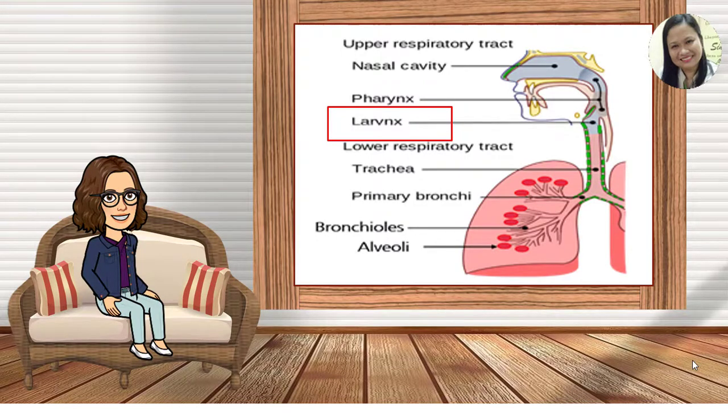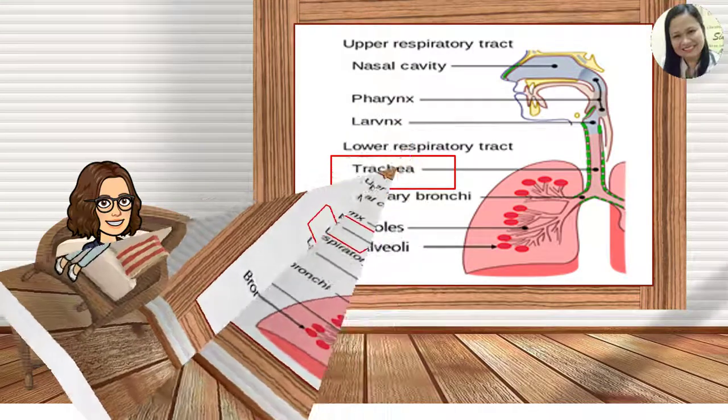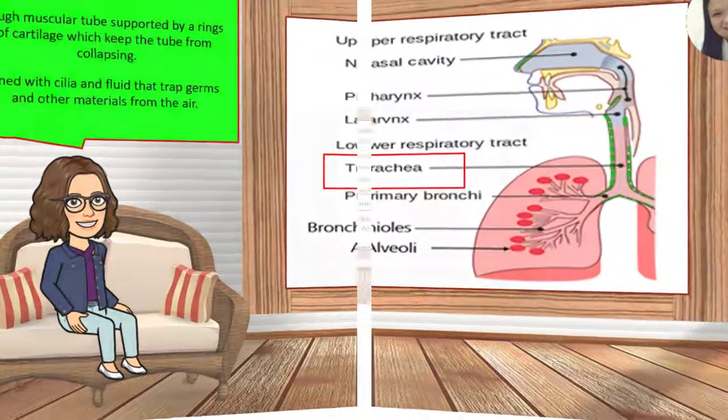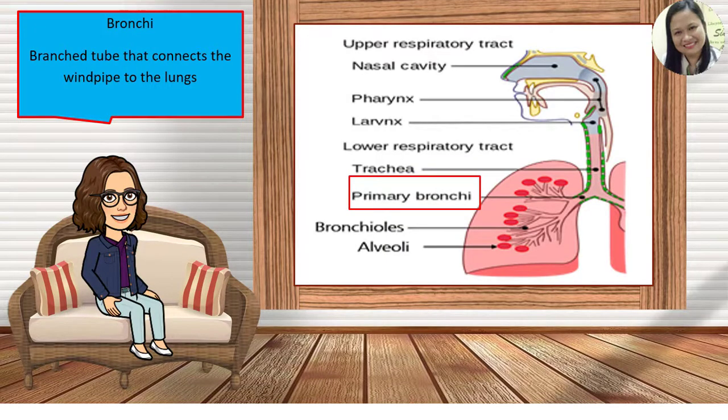Next part, we have the so-called larynx. Larynx is your voice box, which is responsible for producing sound. It connects the pharynx and trachea. Trachea. Top muscular tube supported by rings of cartilage which keep the tube from collapsing. Bronchi. Branch tube that connects the windpipe to the lungs.